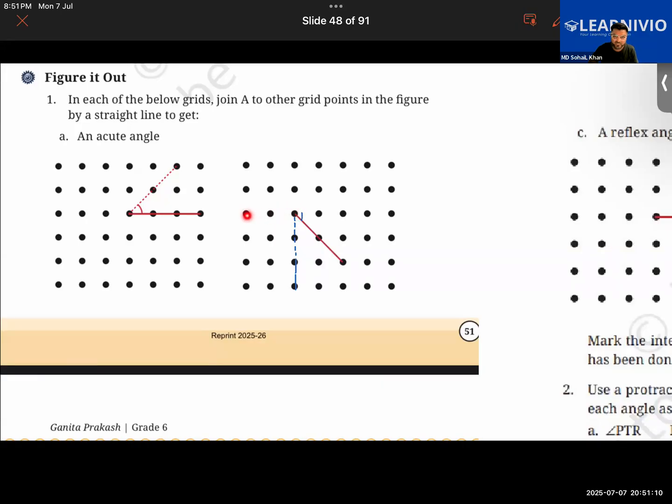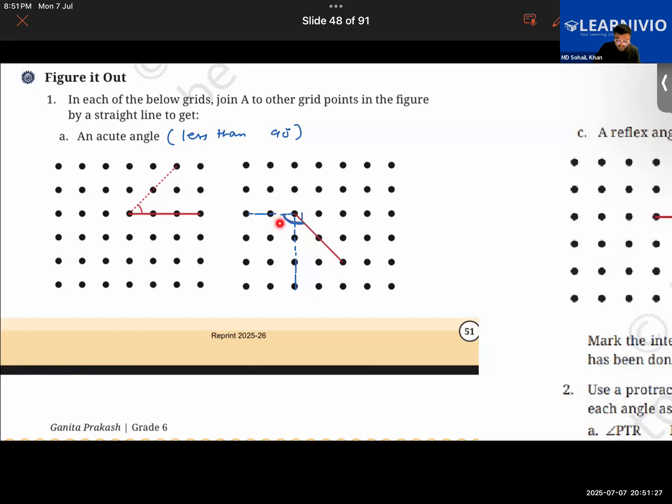Like that, no? Again, you will be getting an obtuse angle. An acute angle measures less than 90 degrees, right? And more than 0 degrees. But if you're going to make an angle like this, see, it will be this much, no?